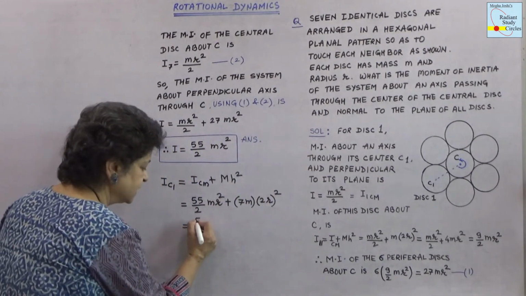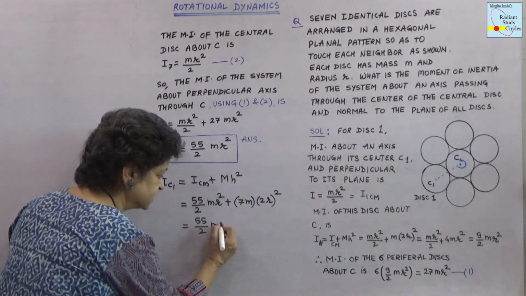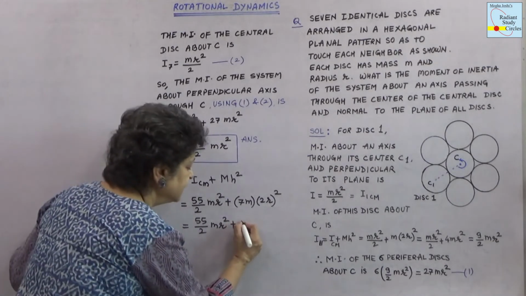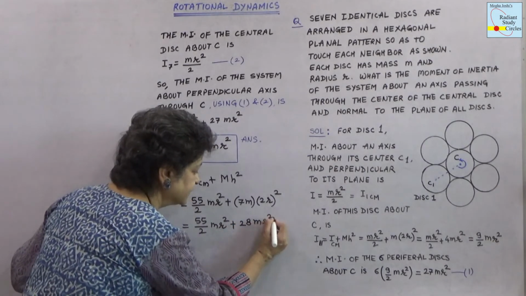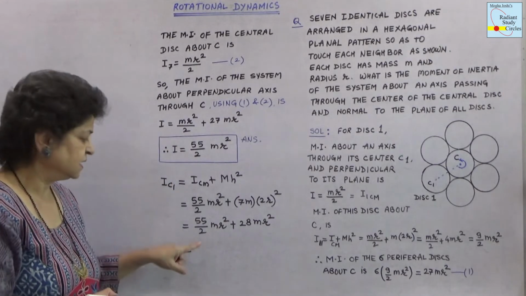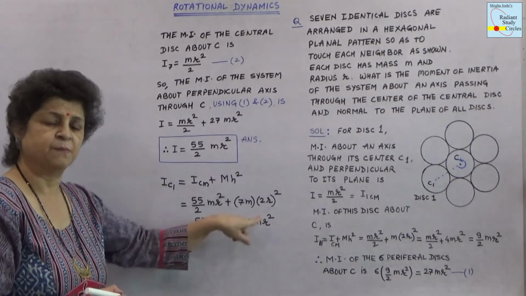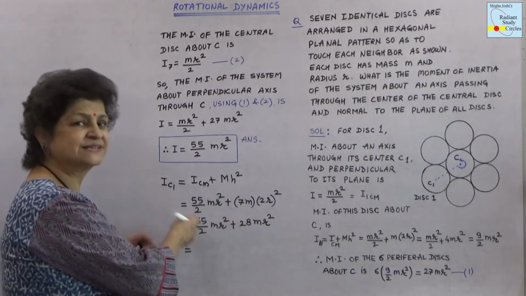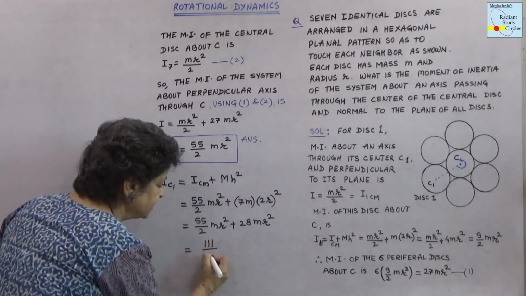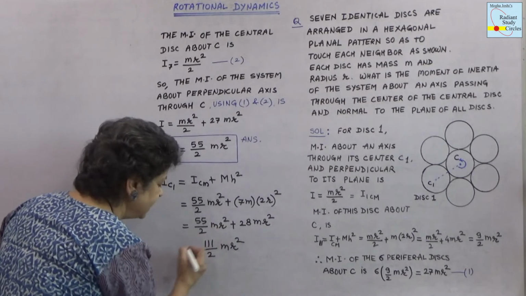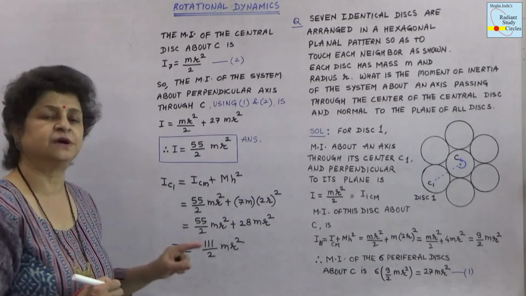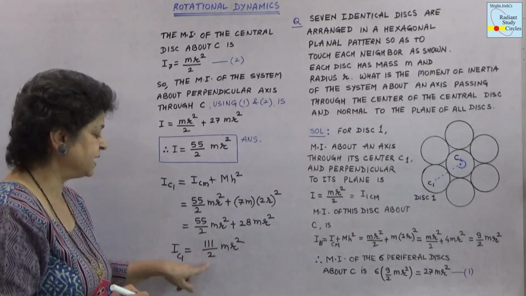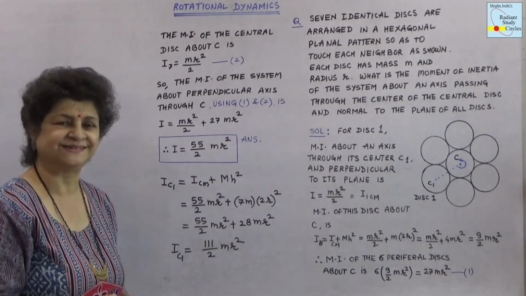And that gives me how much? This remains 55 by 2 mr square, and this becomes 7 into 4, that is 28 mr square plus 28 mr square equal to, a simple calculation, find LCM first, multiply by 2 here, 28 into 2 gives me 56 plus 55, so that gives me 111 by 2 mr square, and therefore the moment of inertia of the entire system about C1, if asked, becomes 111 by 2 mr square, and that will be your answer.